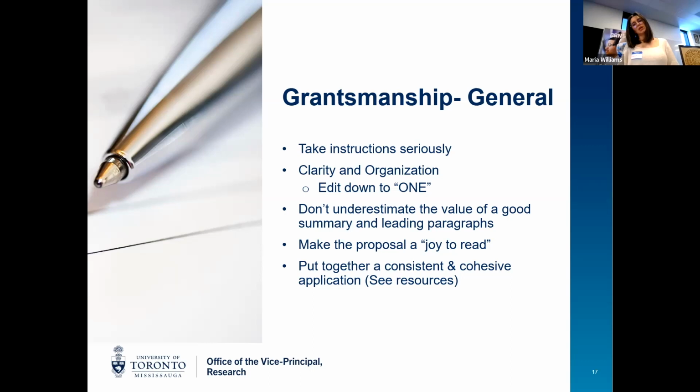Again, the organization plays a big part in the readability of your work. So use the same language that's in the call. If they're specifically asking for objectives, methods, aims, whatever, have those as subheadings. Again, bold important phrases. That just helps to guide the reader.